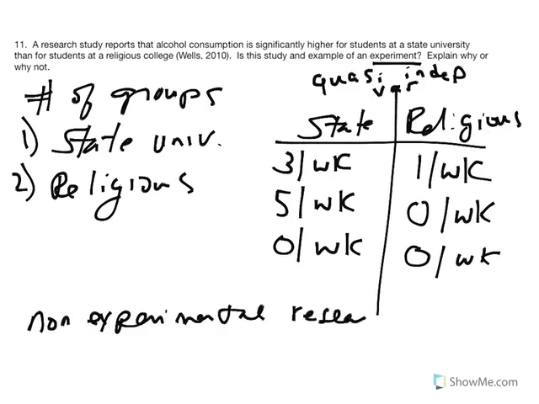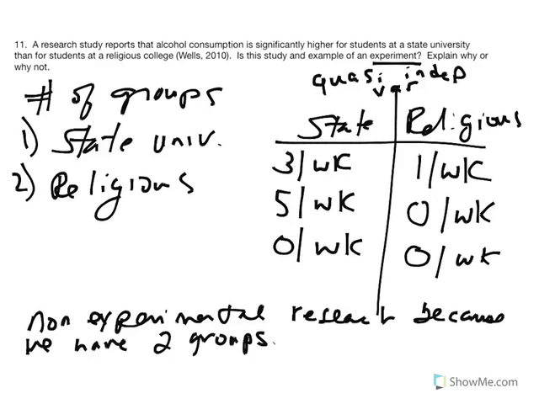Research, because we have two groups, right? No true independent variable that can be manipulated. So again, I can't randomly assign the college students that I'm talking to into these different categories. They go to this university that they've selected, and I'm just collecting data from them.